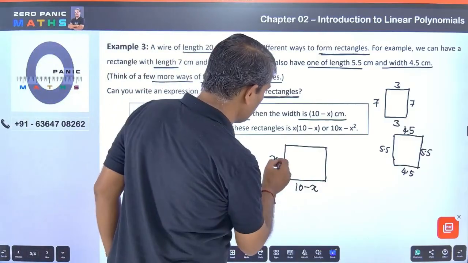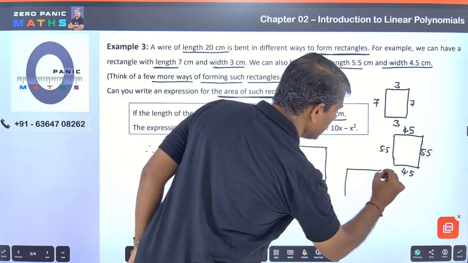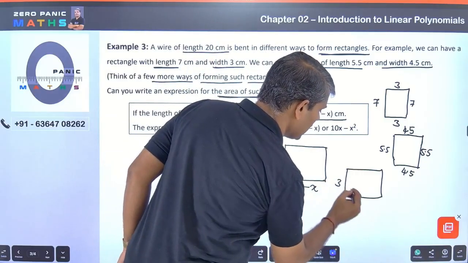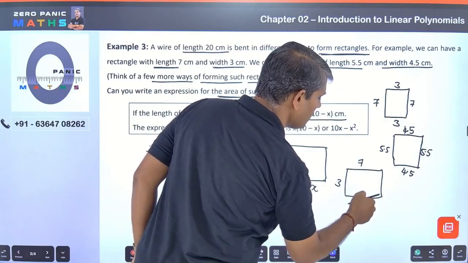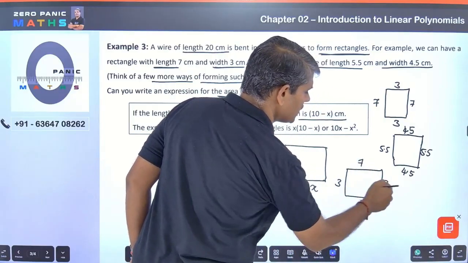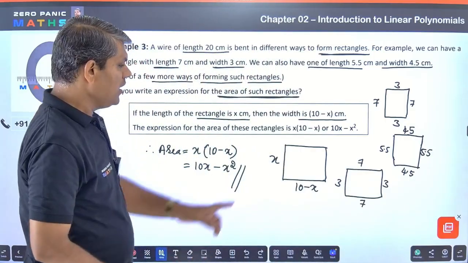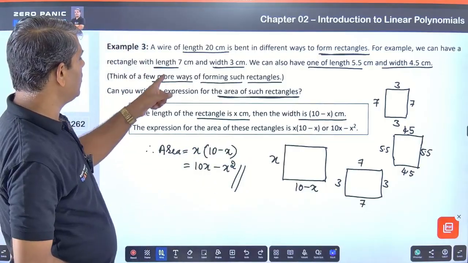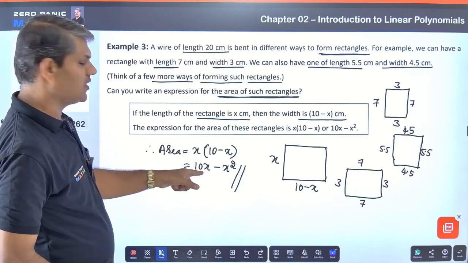Okay, you understood this, and you can think of a few more ways of forming such a rectangle. If you consider x, 10 minus x can be a different way of thinking. Now if you consider 3, then 10 minus 3 is 7. If you take an example, 7 plus 7 is 14, and 3 plus 3 is 6, 14 plus 6 is 20. You can take any example considering x as length and 10 minus x as the width, and that will give you the answer for this question. And the answer for this question is this.